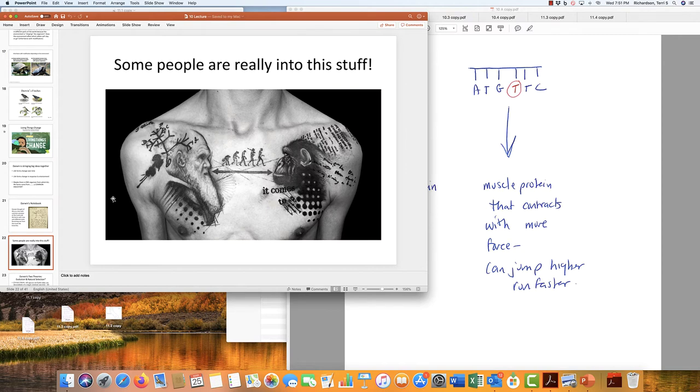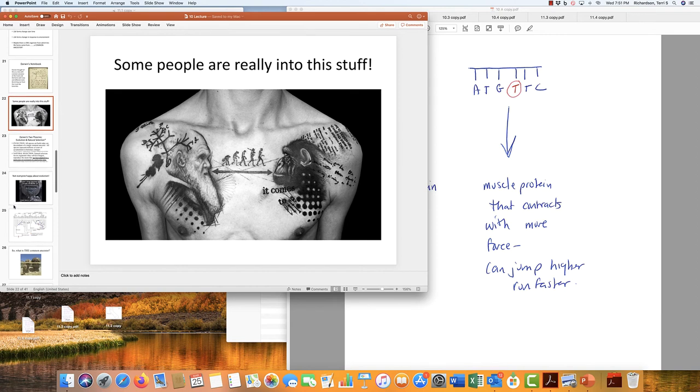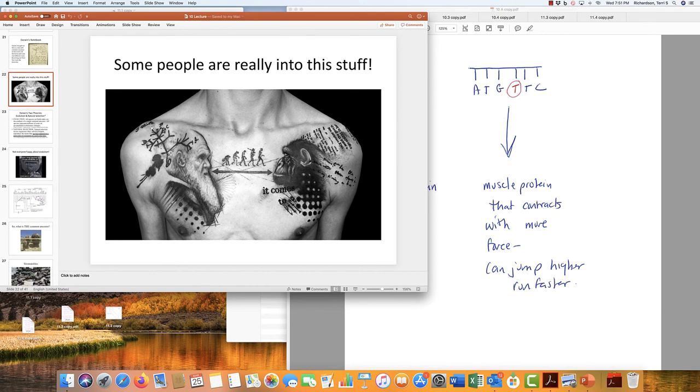Now, some people are really into this stuff. I was doing research for this lecture, and I found that online. I thought it was wild. Look at that. This is from the notebook right there, tattooed on the guy's chest. This is Darwin, and you may have seen this type of picture before. And this is the idea that, of course, from apes comes man, and very interesting.